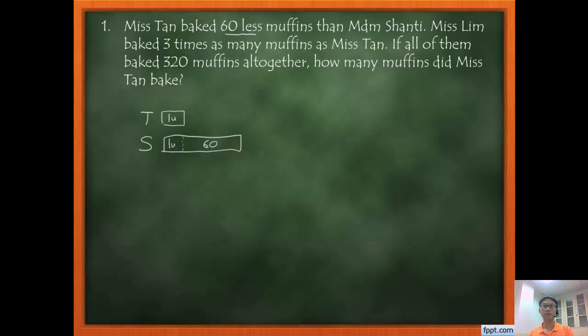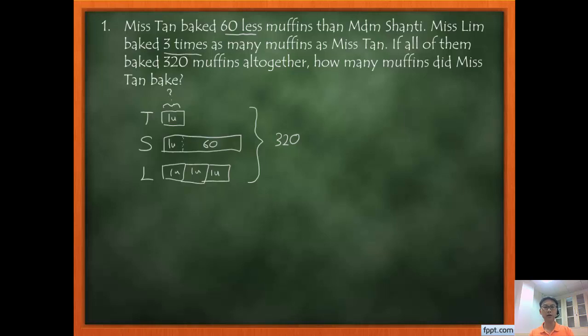Now let's look at the next statement. Miss Lim baked 3 times as many muffins as Miss Tan. So if Miss Tan has 1 unit, Miss Lim would have 1 unit, 2 units, and 3 units, because she has 3 times as many as Miss Tan. So in total they have 320, and I'm looking for Miss Tan.